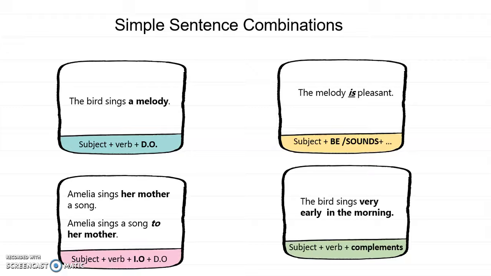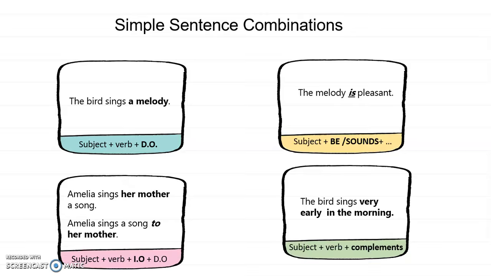Finally, you also have the option of subject, verb, and complements. This means when the verb doesn't require an object. The bird sings very early in the morning. Very early in the morning are complements of time, and they are not really connected by necessity to the verb. The verb doesn't require it. You can only say the bird sings, and that's it. But with complements, you include time. All of these are examples of simple sentences.